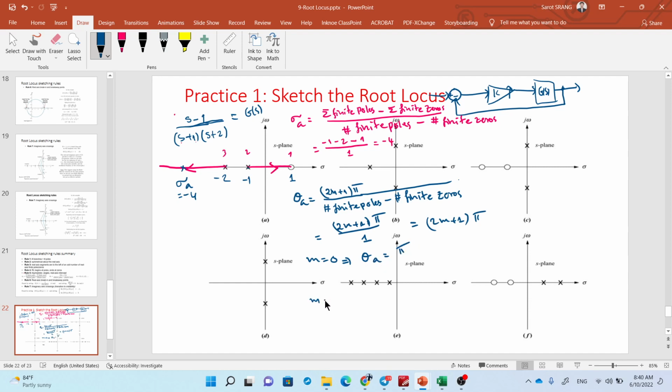If you want to try choosing m equal to 1, then you get theta A equal to 3 pi. But it's still the same, right? Pi, 3 pi is still the same. So we got only one asymptote here. Right? Then it validates all the other rules as well.